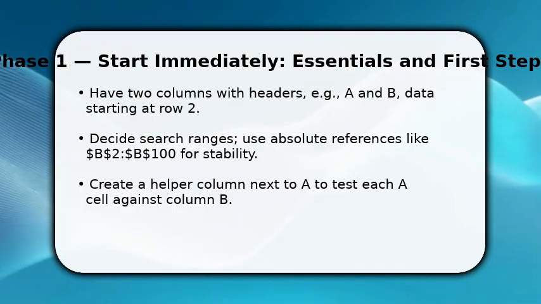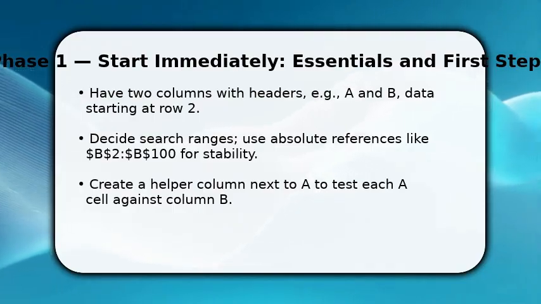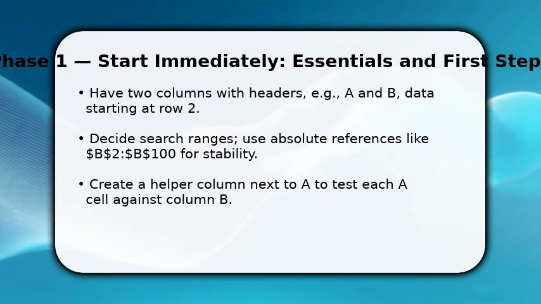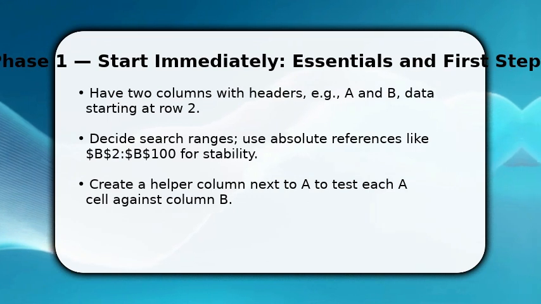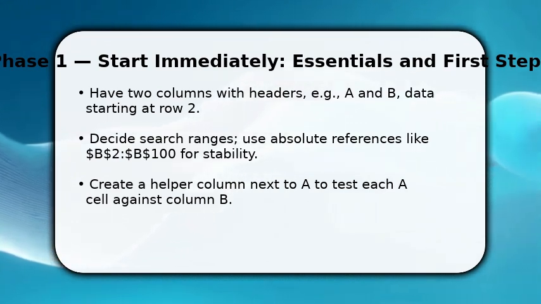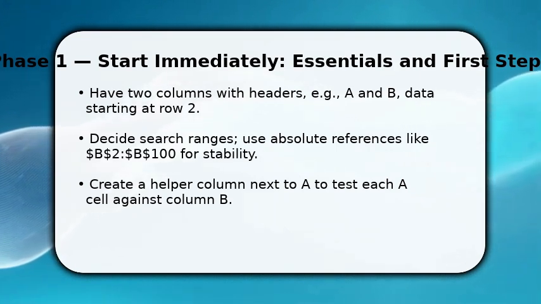You start immediately by adding a helper column next to column A. Enter this pattern in C2 so you can copy down. Equals IF(COUNTIF($B$2:$B$100, A2) > 0, "duplicate", ""). This checks each A value against the entire B range. Once done, you'll see "duplicate" for matches.